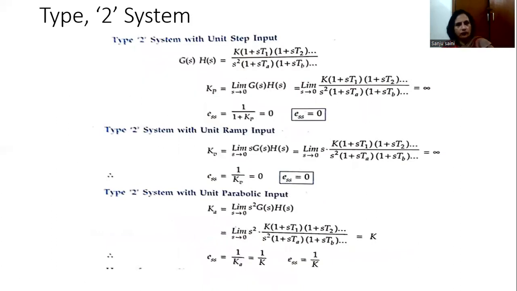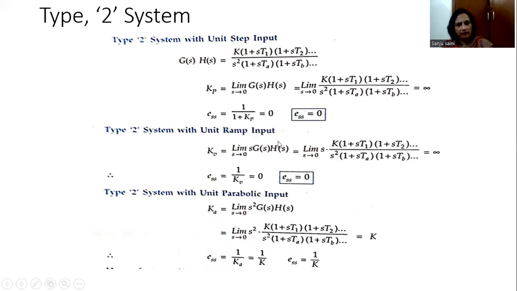Then we are having the type 2 system. Within type 2 system, we are having 2 poles at the origin. Then again, we apply the unit step input. So steady state error will be equal to 1 divided by 1 plus Kp, and Kp in such a case is coming out to be infinity, because we are having s tending to 0. So as Kp is becoming infinity, steady state error is becoming equal to 0.